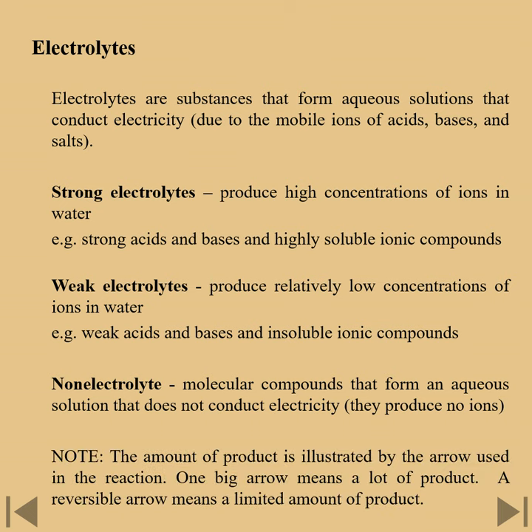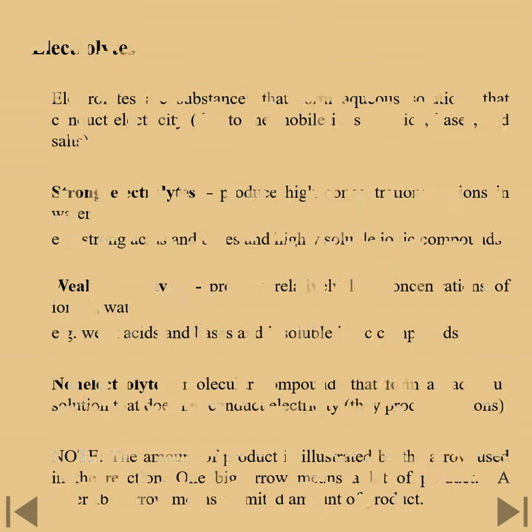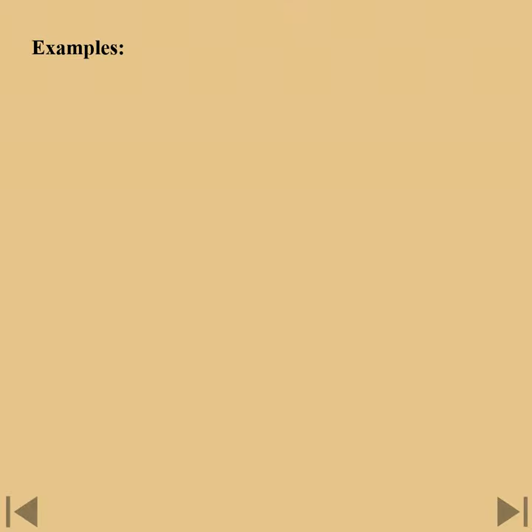Now sometimes we can be shown by the arrow that's used in a reaction, are we going to have a lot of product or a little bit of product? When we have a big arrow, it means a lot of product. So if we see a big arrow pointing towards ions, that's a lot of ions. If we have a reversible arrow, that tends to mean a limited amount of product, so a limited amount of ions if we had ions on the right side.